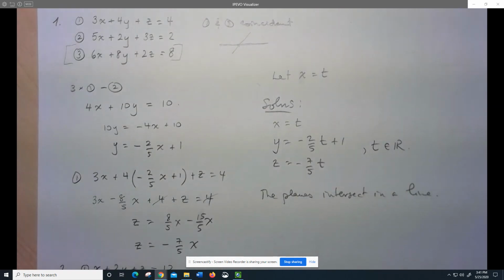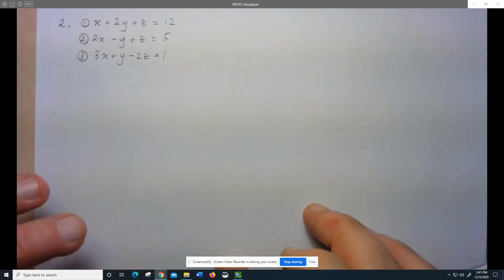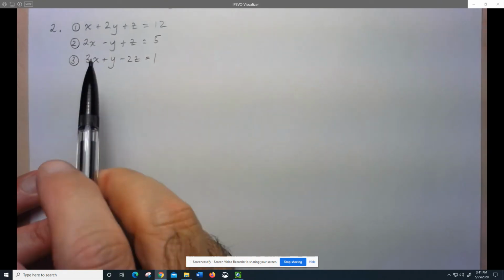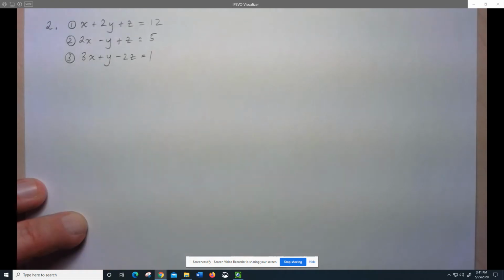All right, so let's move on to another example. And the first thing I'm going to notice about this example, if you take a look, is none of these planes are parallel to each other. All right, so that means there's three possible scenarios that we can have when we've got three planes that are not parallel. Okay, so let's see what happens.